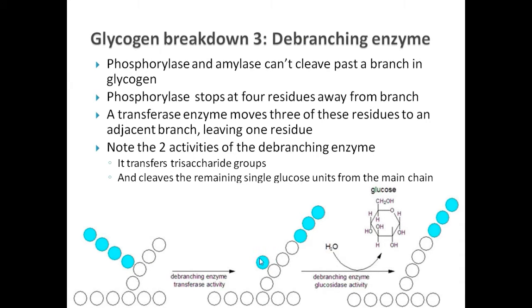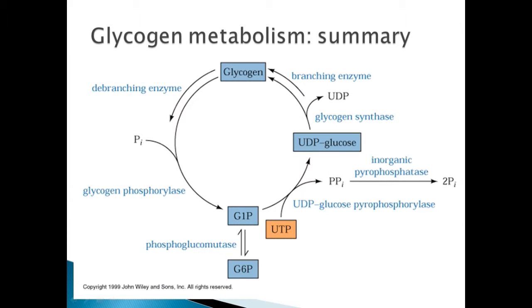So the single glucose that remained after it moved that trisaccharide is now cleaved off by the debranching enzyme, and it is released as glucose. So the debranching enzyme has a transferase activity and it has a glucosidase activity, and this is how it completely removes a branch and allows the completion of the degradation of glycogen.